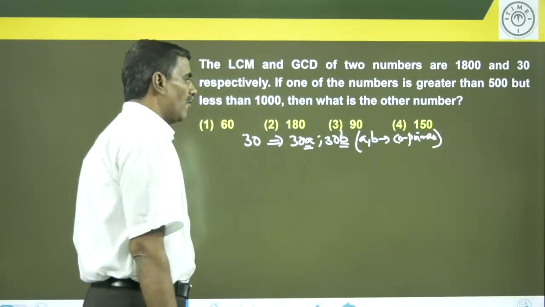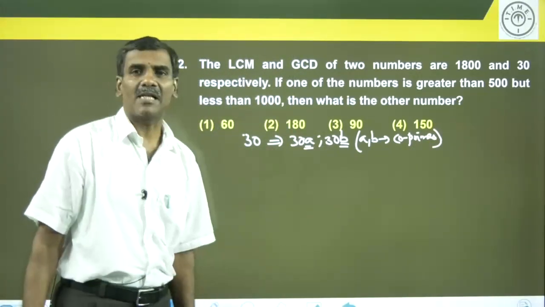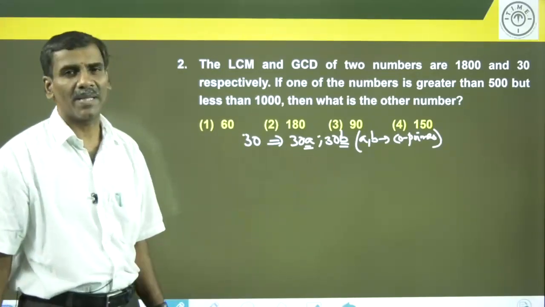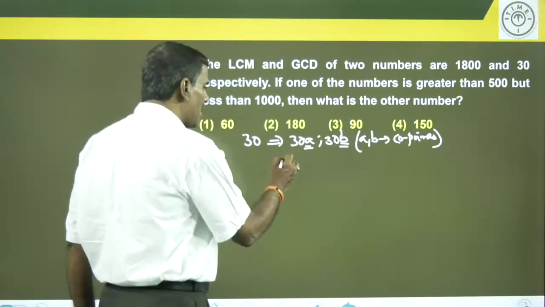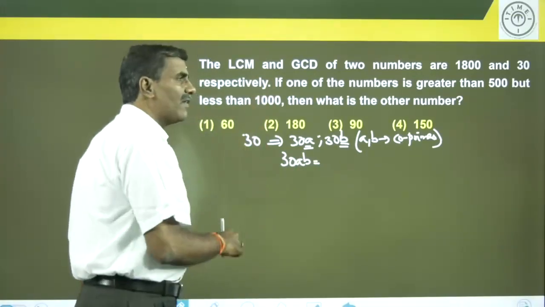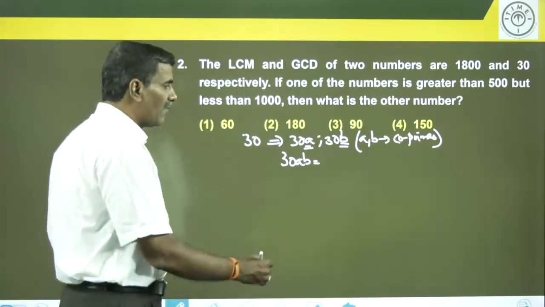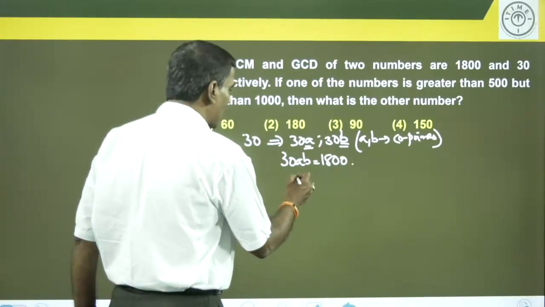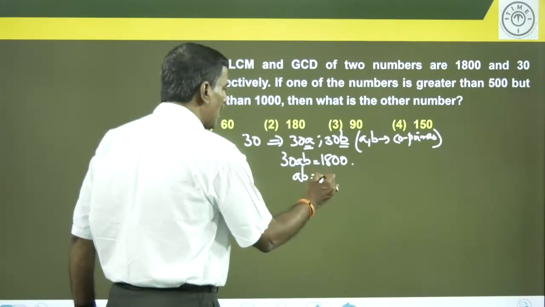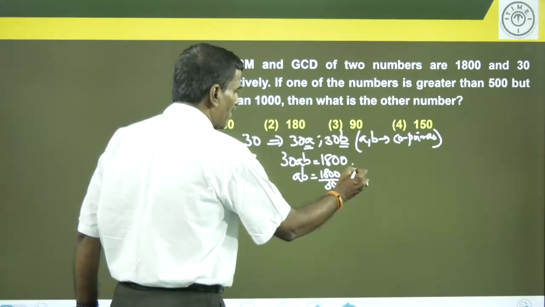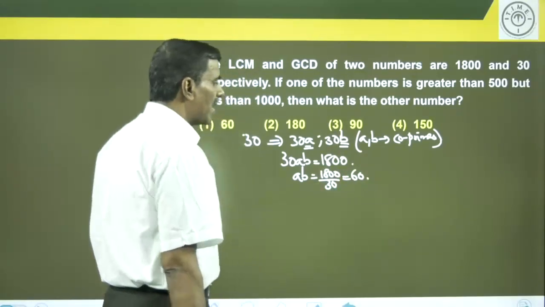Now, if two numbers are 30A and 30B, their LCM will become what? 30AB, because A and B are co-primes, we know. So 30AB is the LCM according to us, but according to the problem, the LCM is given as 1800. So dividing that 1800 by 30, we get A into B. 1800 by 30 is nothing but 60, right? So A into B is 60.